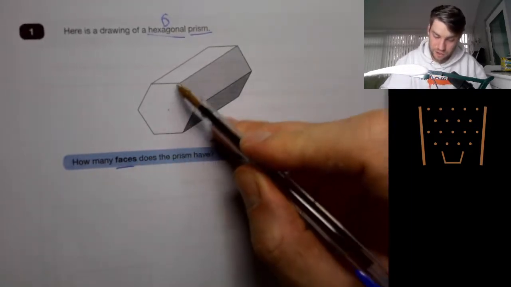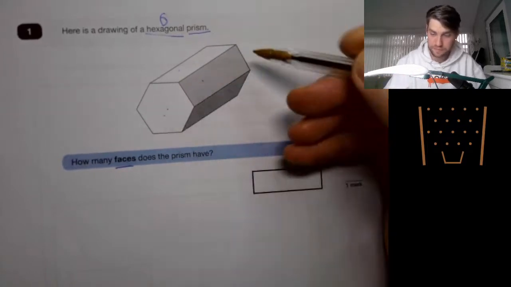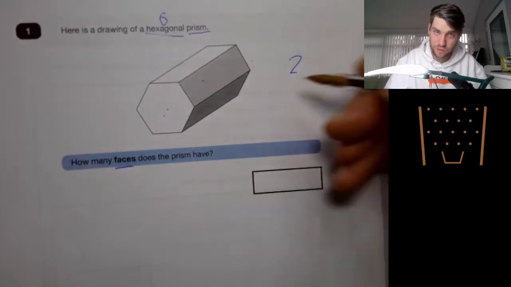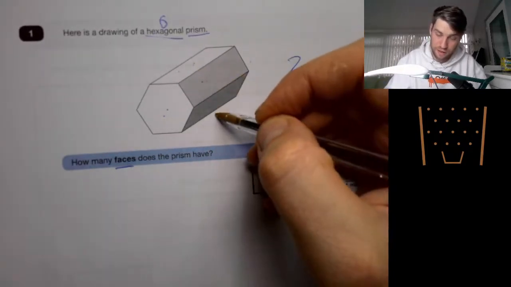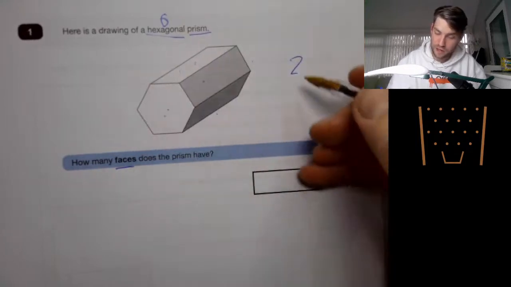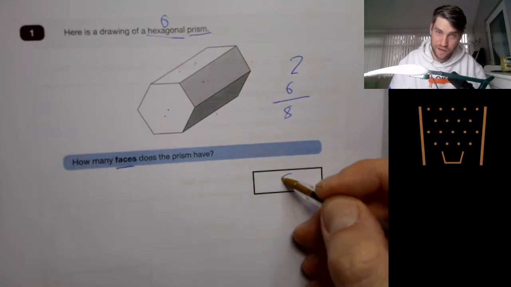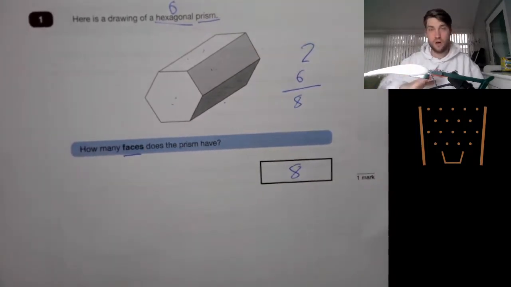Faces are each of the 2D shapes on the 3D shape. So one here. The trick is here, remember, one at the back. So that's already 2. And then you've got these going round here. So you see 3 here, then there's going to be another 3 there. So that'll be 6. So altogether, there are 8 faces. Yeah, nice and easy, 1 mark. Let's go to question 2.